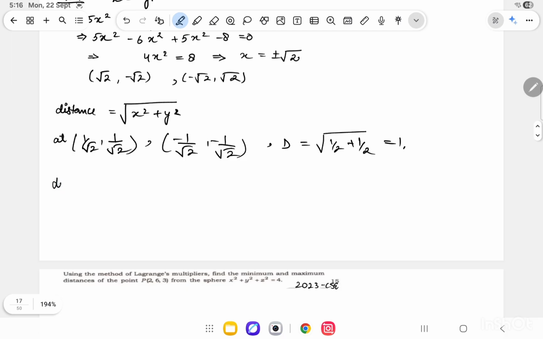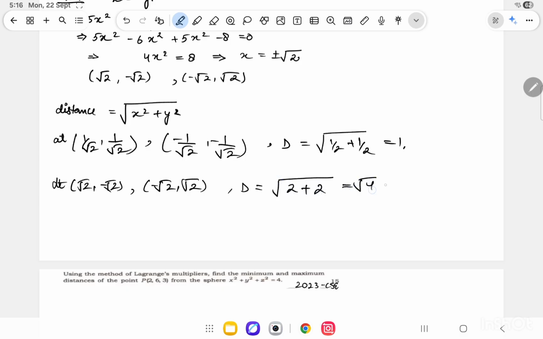And my distance at root 2 comma minus root 2 and minus root 2 comma root 2, my distance is basically under root 2 plus 2, that is under root 4, which is 2. So this is the maximum possible distance of the curve from the origin, and this is the minimum possible distance of the curve from origin.